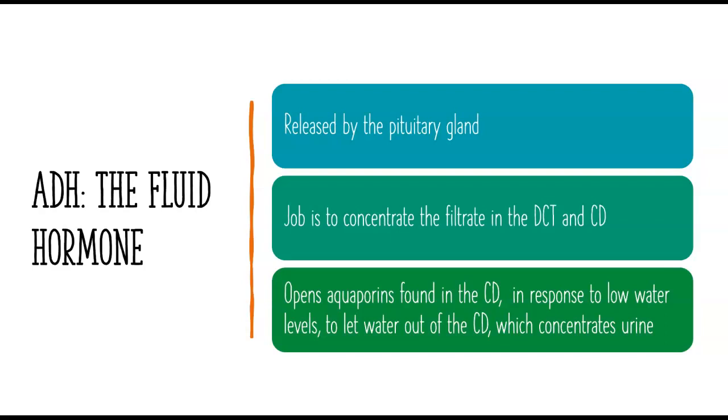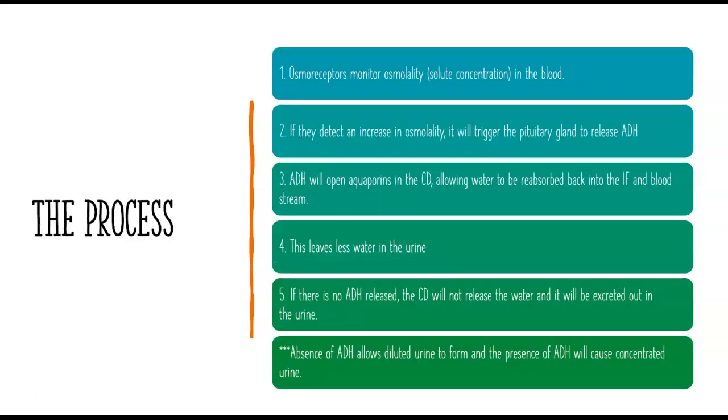How it does this is that it opens channels within the collecting duct that will let water leave if needed. For instance, if I am dehydrated, then ADH will open up channels in the collecting duct that will pull water out of the urine, out of the filtrate, back into my blood. Then I will be urinating out a very concentrated urine, because I've pulled water out of it to put back into my body, because the osmoreceptors noticed that the levels were too low. So here's how this works.